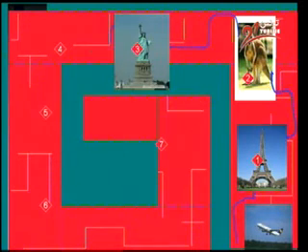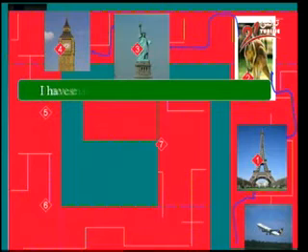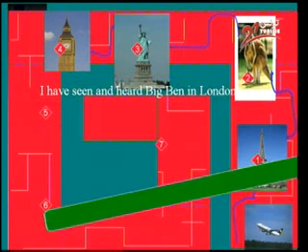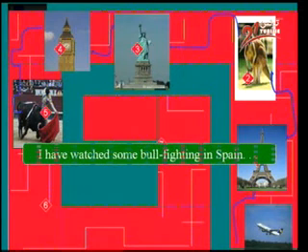What's next? Let's follow the arrow. In number 4, we have the picture of Big Ben. Did he go to Britain? Big Ben is in London. Joe says, "I have seen and heard Big Ben in London." After Britain, we can see bullfighting. Bullfighting is found in Spain. Joe says, "I have watched some bullfighting in Spain."